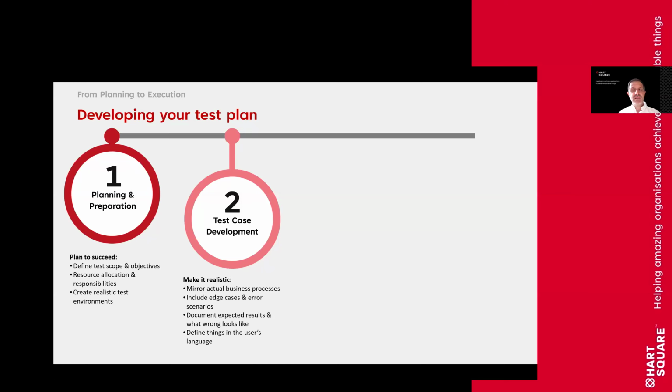Step 2, start your test case development. So this is really taking the test cases from the acceptance criteria and saying, how can we mirror actual business processes? What can we include as edge cases and error scenarios so that we can actually make the test cases really definitive? Remember that the people who are going to be running these test cases are not qualified quality assurance testers. These are end users who know the solutions, they know the outcomes they're expecting, and they're going to need as much support in running those test cases as possible.